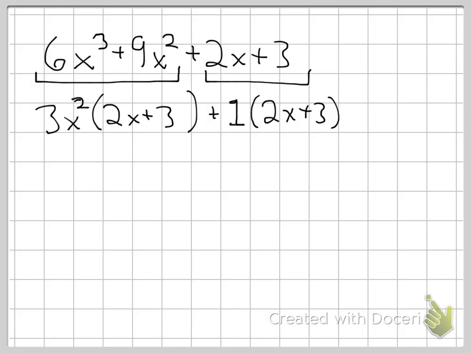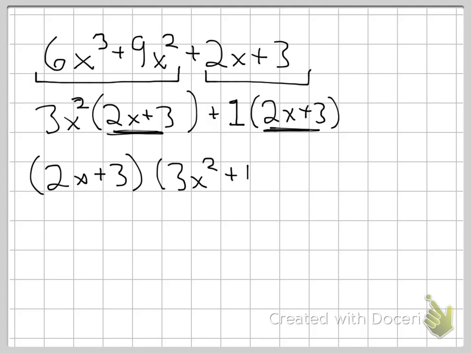That's actually a good thing we can't factor anything, because do we have matching terms? Yeah, like the blobs. We have matching blobs here. So now 2x plus 3 comes out of each term. And what are you left with? 3x squared plus 1. So you got to have the 1, because if I factor this out, it doesn't become 0. It has a 1.